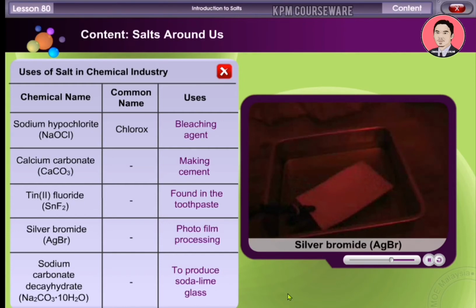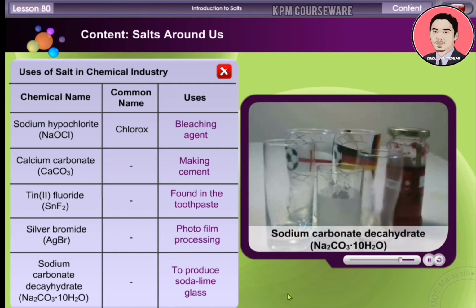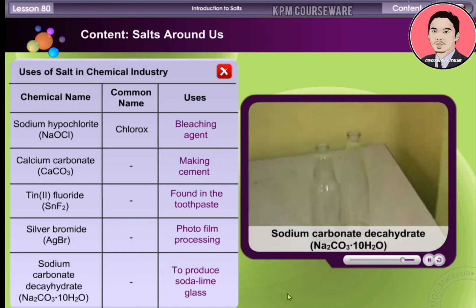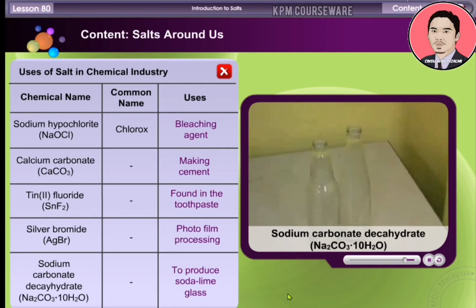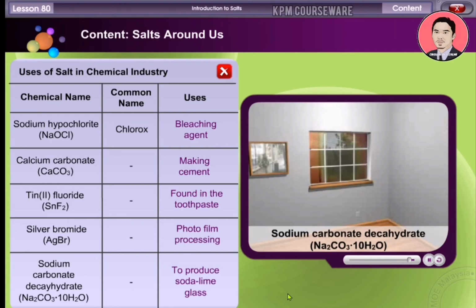Silver bromide is used in photofilm processing in the dark room. Sodium carbonate decahydrate is used to produce soda lime glass for bottles, jars, drinking glasses, and window glass.